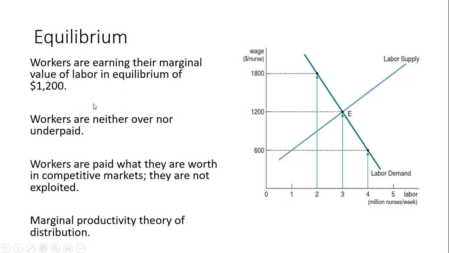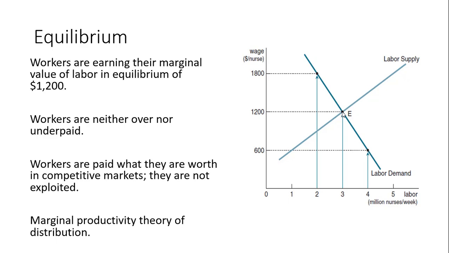In equilibrium, workers are earning their marginal value of labor. So in equilibrium, 3 million workers are being hired at a wage of $1,200. Notice this wage, $1,200, equals the marginal value of labor. So since all workers are the same, workers are earning the marginal value of their labor in equilibrium. So we can say that workers are neither over nor underpaid.